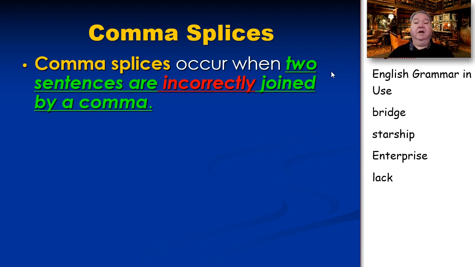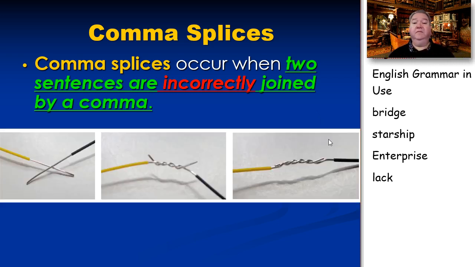It says comma splices occur when two sentences are incorrectly joined by a comma. So you have a sentence, and you join them together with a comma. Now you know that's not right. Now, first of all, what's a splice? Well, a splice is like if you have two pieces of wire or some kind of cable, and you want to join them together.